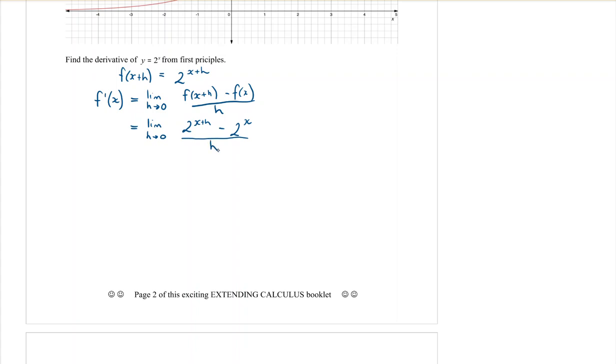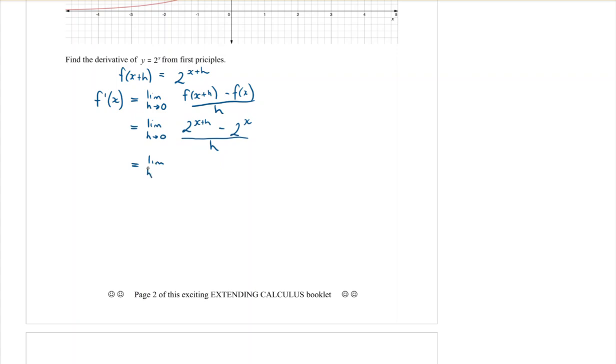Now normally, in the ones we were doing last topic, we would hope to be able to cancel out a factor of h from that. Not quite so easy to do when the h is in the power, but there is some little rearranging that we can do. No, unfortunately. What I can do is that first 2 to the power of x plus h, I can use my index laws and I can split that up like this.